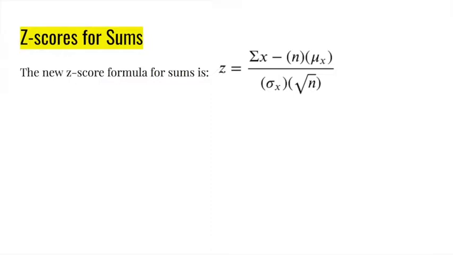So this changes our z-score formula a little bit. Similar to the way it changed with means, it changes again here for sums. We see that now we have sigma x minus n times mu, divided by sigma times the square root of n. So just keep in mind that with means, the standard error is sigma divided by the square root of n, but this time, the standard error for sums is sigma times the square root of n.